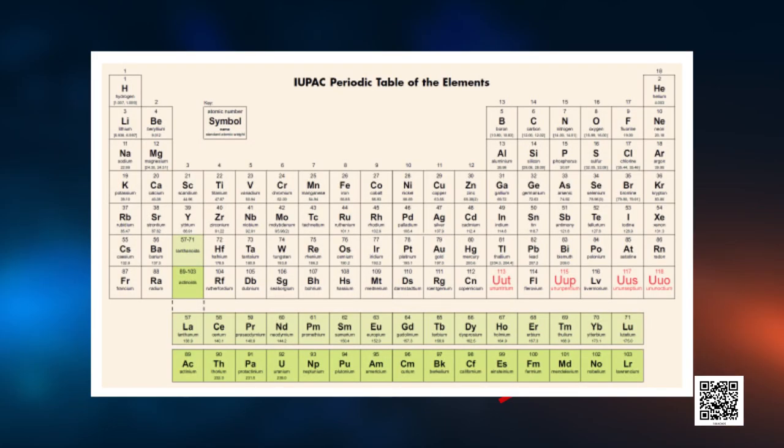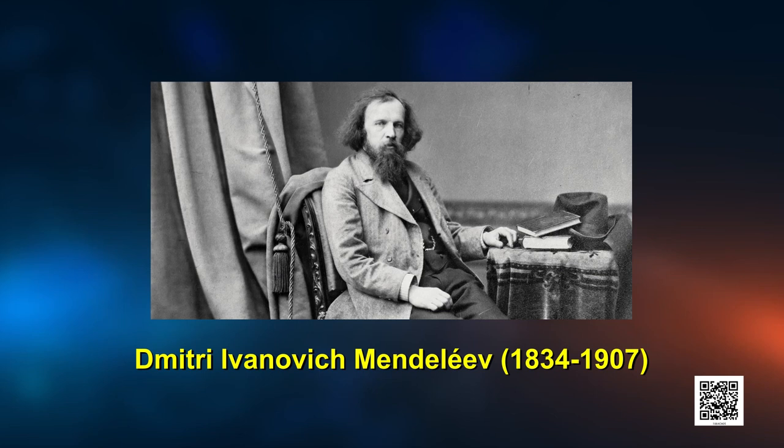Even after the rejection of Newlands' law of octaves, many scientists continued to search for a pattern that correlated the properties of elements with their atomic masses. Lots of scientists were trying to group the elements and put them in a table. The main credit for classifying elements goes to Dmitri Ivanovich Mendeleev, a Russian chemist. He was the most important contributor to the early development of a periodic table of elements.